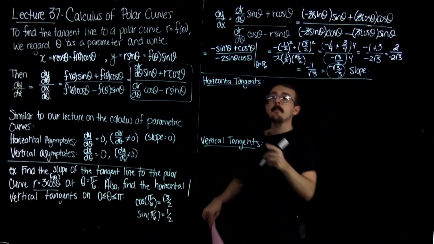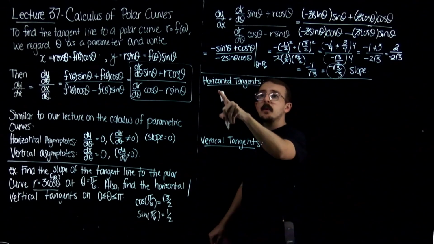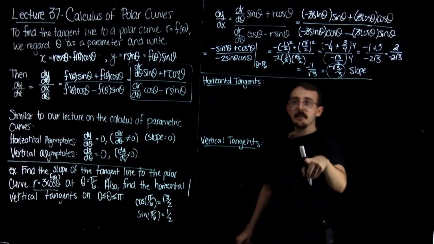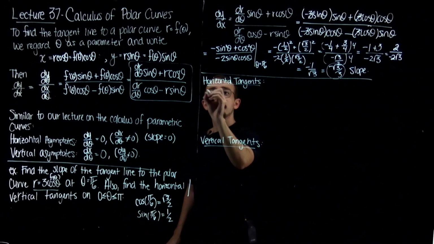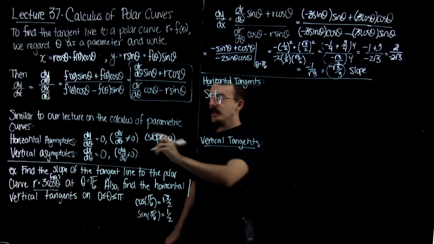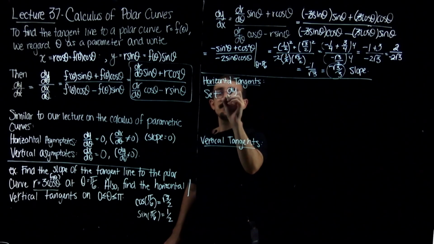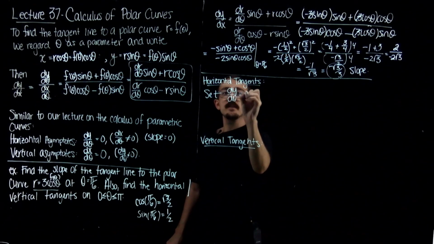Now what I'd like to do is figure out where the horizontal and vertical tangents occur. So remember, for horizontal tangents, what I need to do is set dy d theta equal to 0.